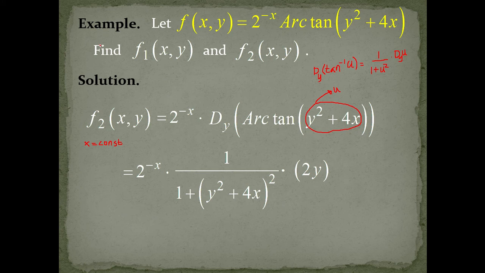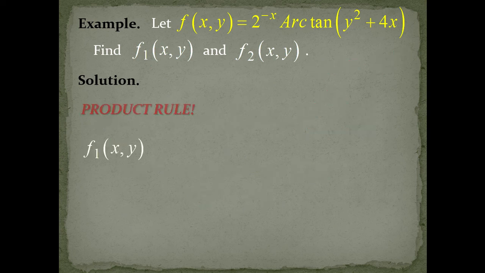Next, we are going to solve this. So first we did the partial derivative with respect to y. So this time we are going to solve for the partial derivative of the given function with respect to x. Okay, so in this case, class, since we are going to differentiate the function partially with respect to x, this time we are going to treat y as constant.